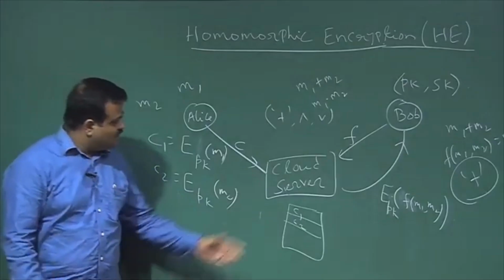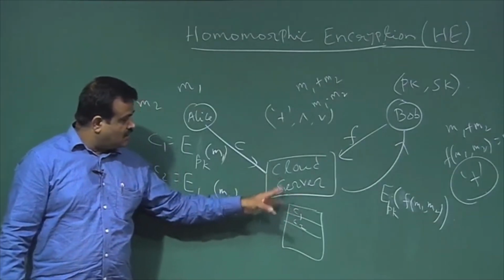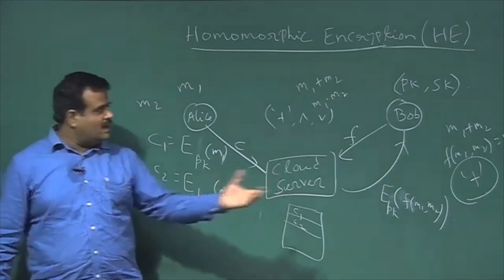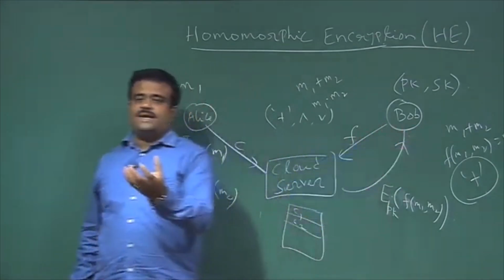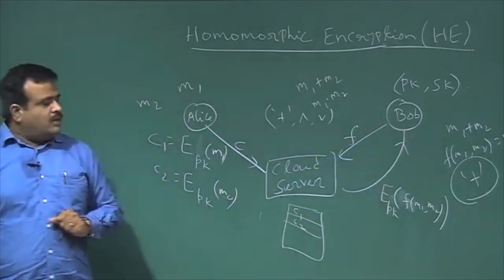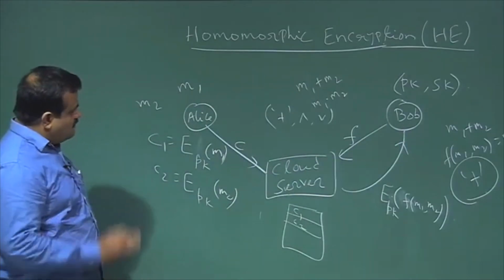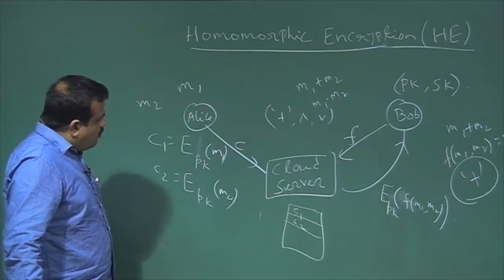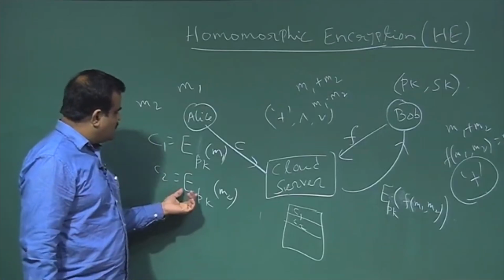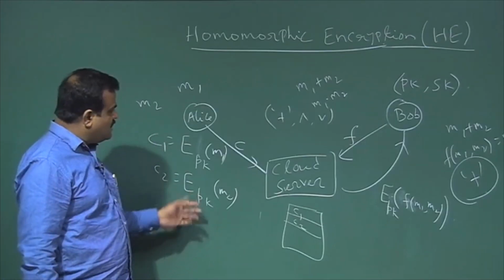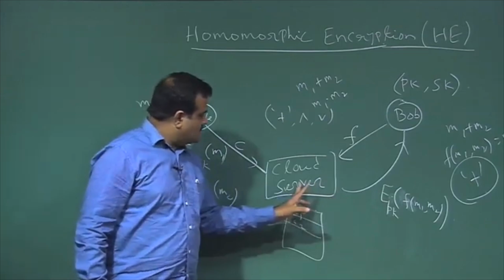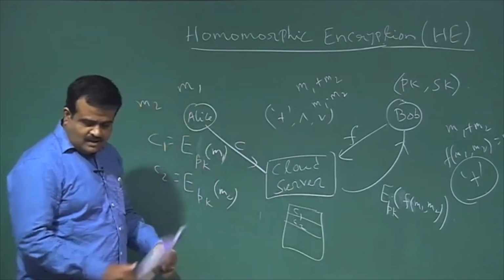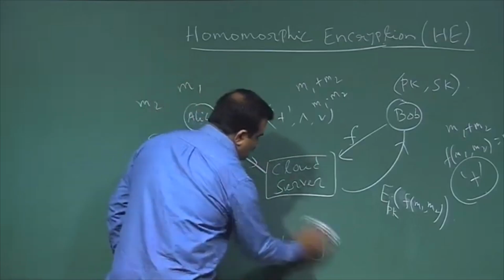That computation we are doing with the help of the cloud, not at this end, because Bob may be carrying a low power device. So that is the main objective of homomorphic encryption. We want the encryption function to be such that this cloud, this server, should be able to do this.